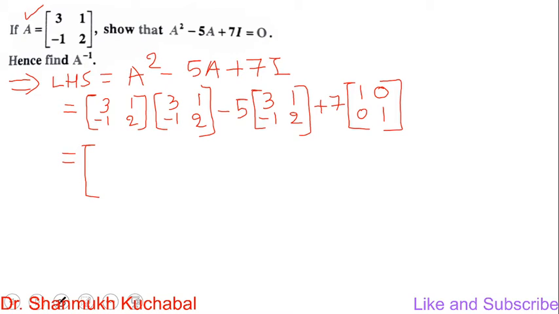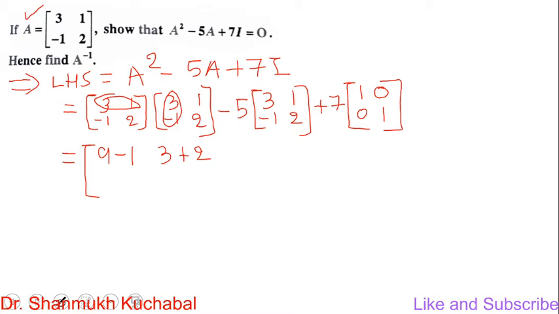Matrix multiplication you know. So corresponding row is multiplied with corresponding column. That is first row is multiplied by first column. 3 into 3 it is 9. Plus 1 into minus 1 it is minus 1. Next 3 ones are 3. Next 1 into 2, 2 it is.